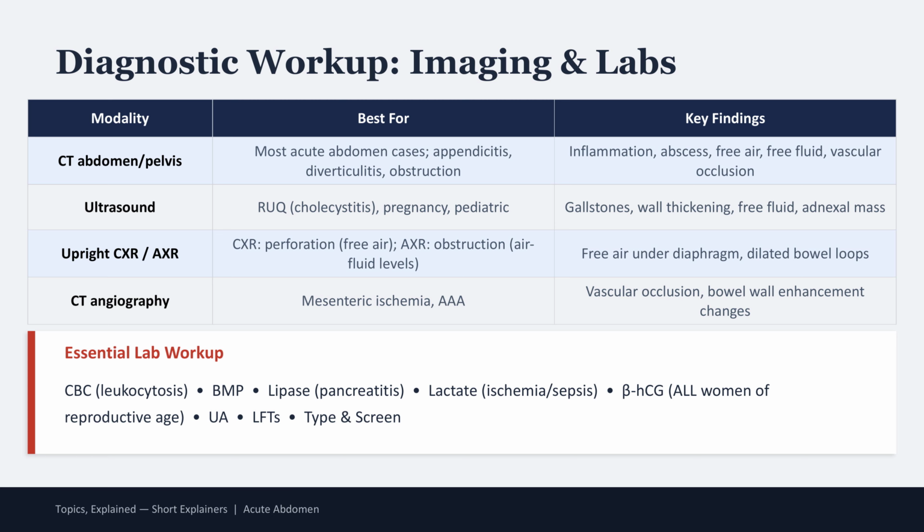For your diagnostic workup, CT abdomen and pelvis with contrast is the workhorse for most acute abdomen presentations. Ultrasound goes first when you suspect cholecystitis, in pregnant patients, or in pediatric cases. An upright chest X-ray catches free air under the diaphragm and perforations, and upright abdominal films show air fluid levels and obstruction. CT angiography is your go-to for mesenteric ischemia and AAA. On the lab side, every acute abdomen gets a CBC, BMP, lipase, and lactate. And again, beta HCG in all women of reproductive age, urinalysis for kidney stones and UTI, and LFTs for hepatobiliary pathology.